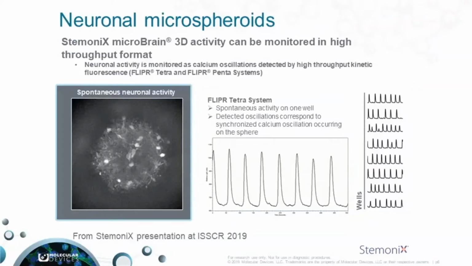Just to introduce, and Blake will have a lot more information about this in his part of the talk, StemoniX microBrain 3D cells are about 600 microns across, and one of these is placed in each well. They are detectable when stained with a calcium-sensitive dye, and when they oscillate calcium, they produce a signal. That's what you're looking at on the right-hand side of the screen from the FLIPR system.